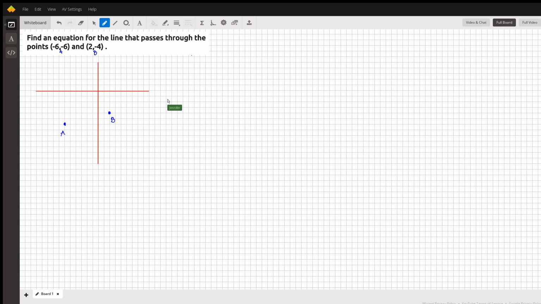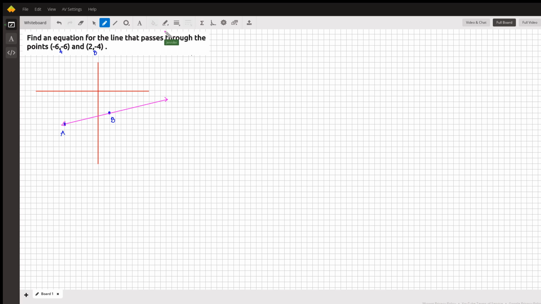Of course it could extend on the other end as well. I'm not going to do that right now, but basically it doesn't end on both points. It will go on both ends indefinitely. Okay, so the question is, what is the equation of this line?